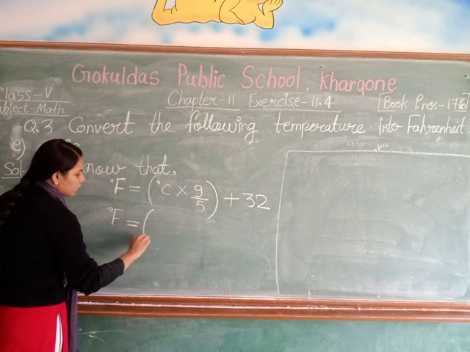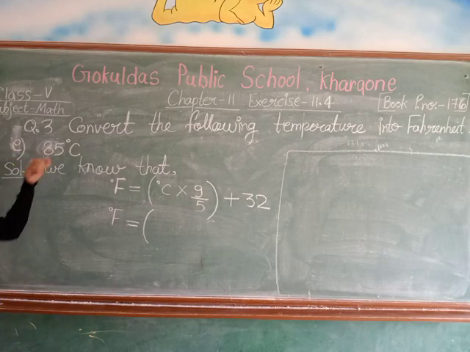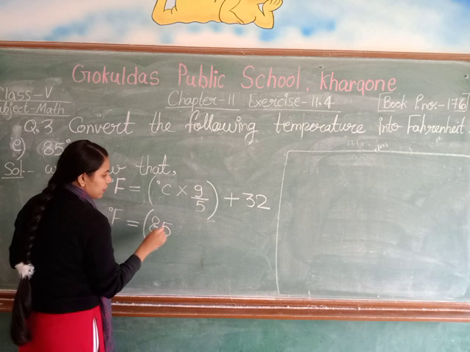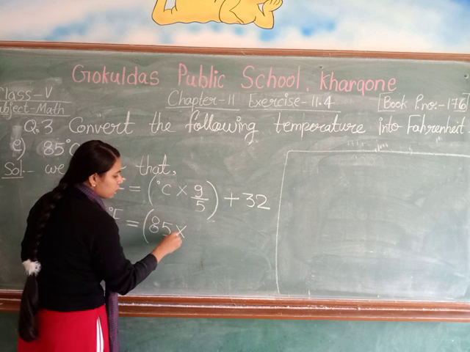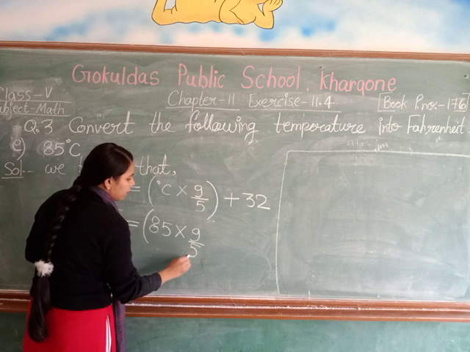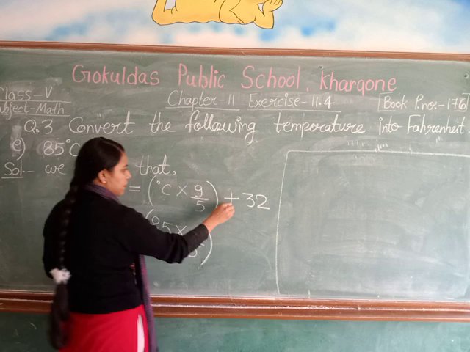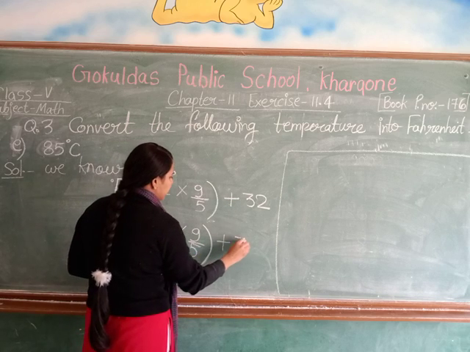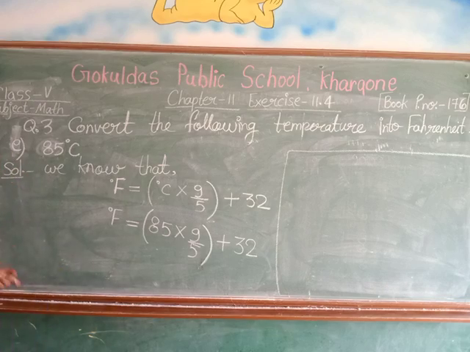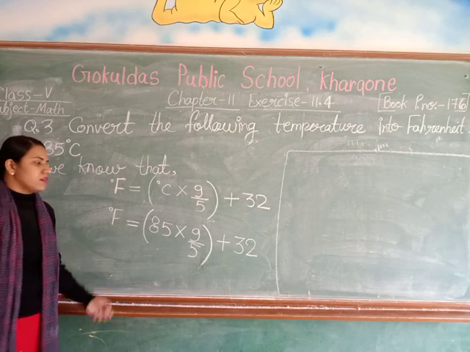Degree F is equal to, bracket open, what is the value of centigrade here? Here given 85, so write 85 in place of degree C. Now the multiply symbol is there, so put multiply as it is. 9 upon 5, so write 9 upon 5. Bracket close. Then the plus sign is there, write a plus sign. 32, so copy 32 as it is. Now we have put the value of degree C in the formula, right?